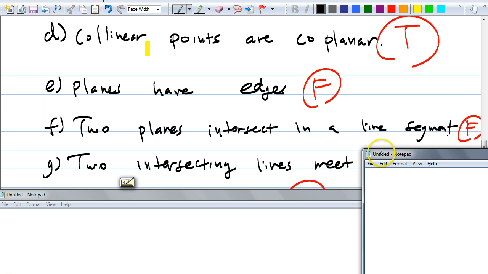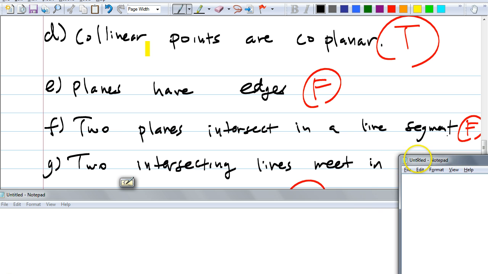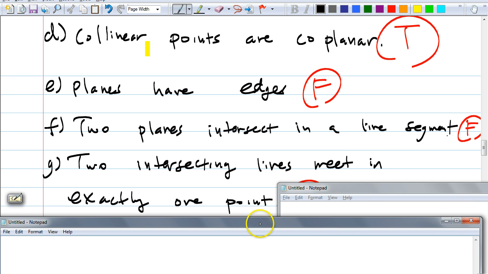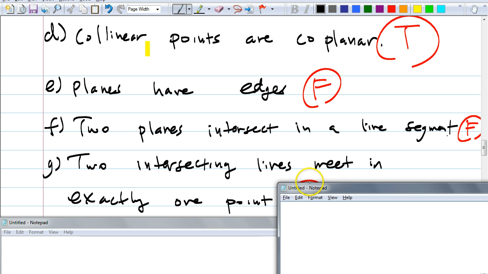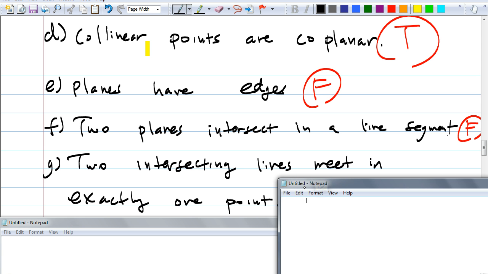Two intersecting lines meet in exactly one point. True or false? Didn't we talk about this for a long time? When we say two intersecting lines, what do we really mean? What is that hidden word that's there? Two, what kind of line? Two different lines, right? See, now there is no confusion in terms of what we're talking about. So this really means two different intersecting lines meet in exactly one point.